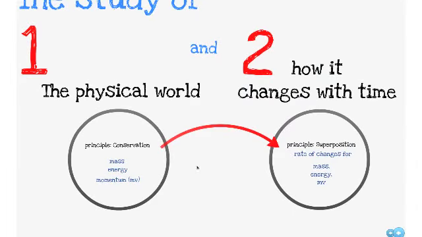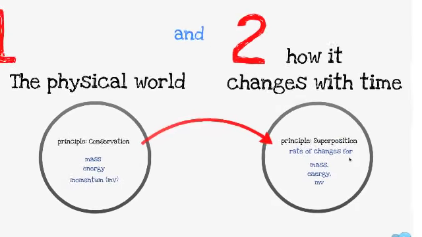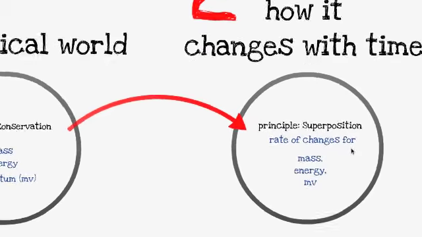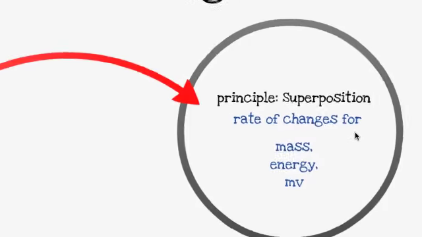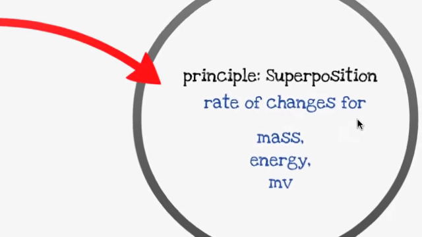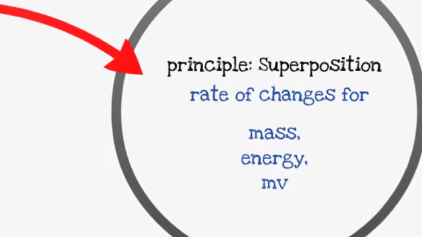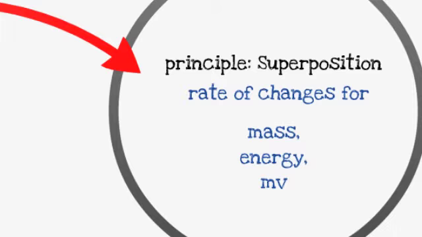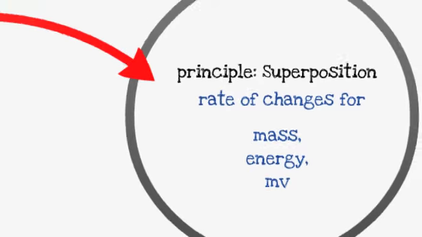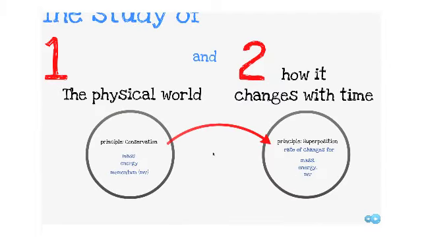And the second big idea is that when you look at how these things change with time, there's a principle called the superposition principle, where you can essentially sum the effects of the individual changes to get the total change. And this comes directly out of the conservation principle. So these are the two big ideas I see in physics: the study of the physical world and how it changes with time.